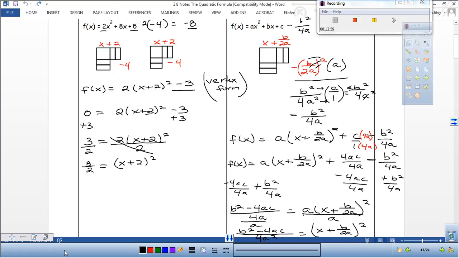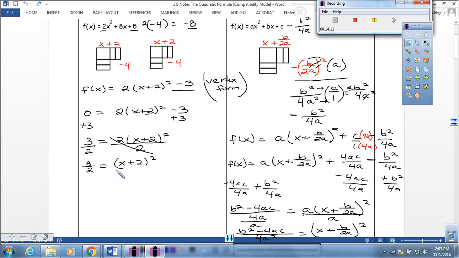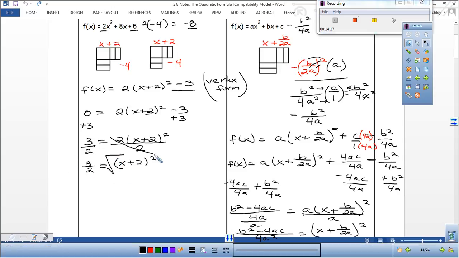Any questions over that? Yes. Give me a second. Now I'm going to solve this. I'm going to square root both sides. Okay? X plus 2 squared, and then I square root it, just cancel those out, and I just get left with the x plus 2.